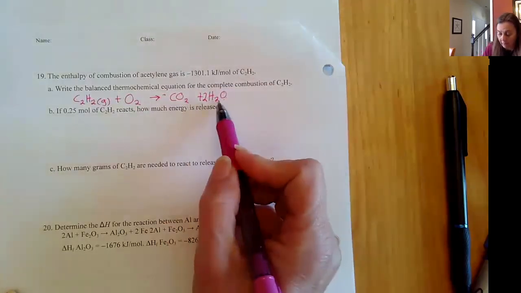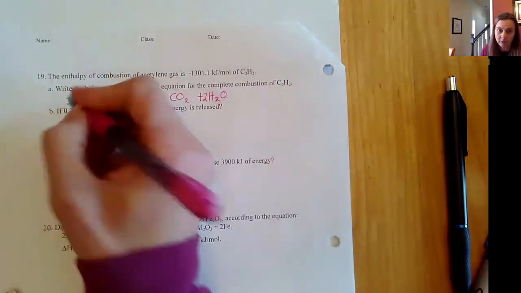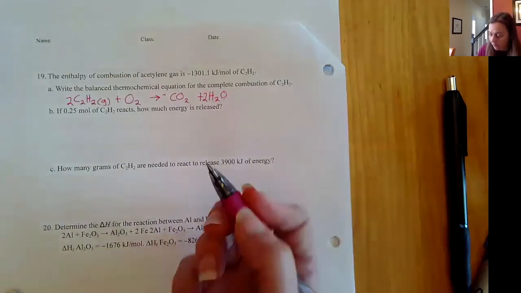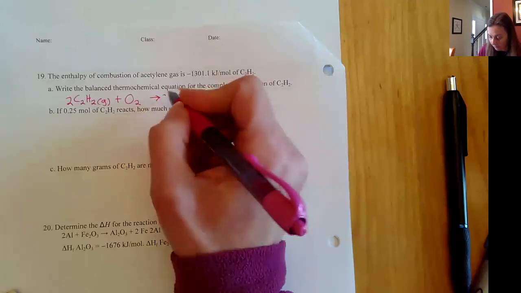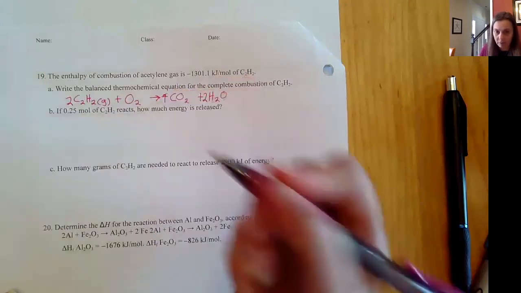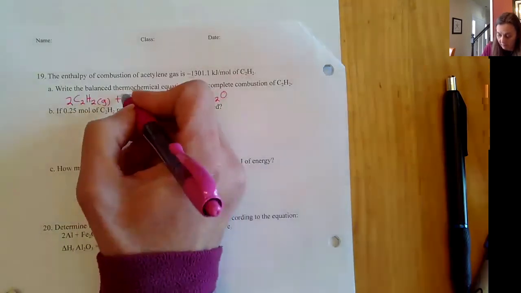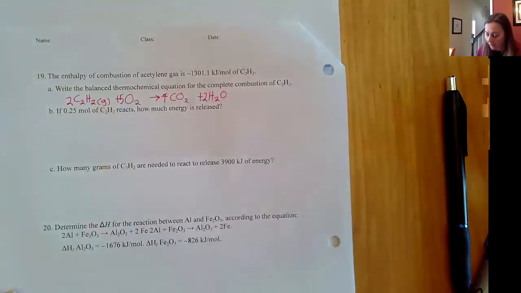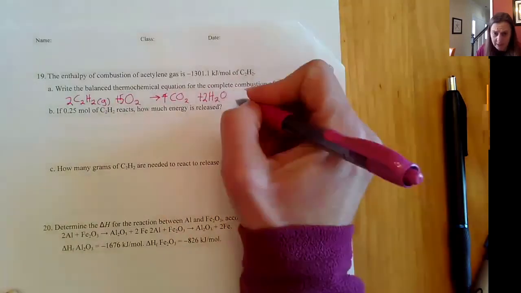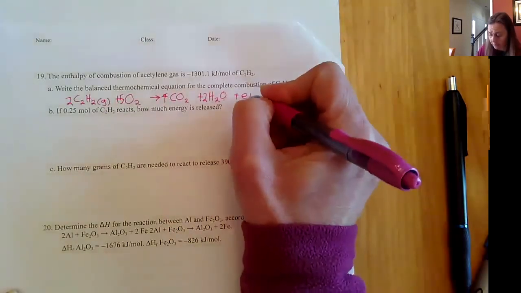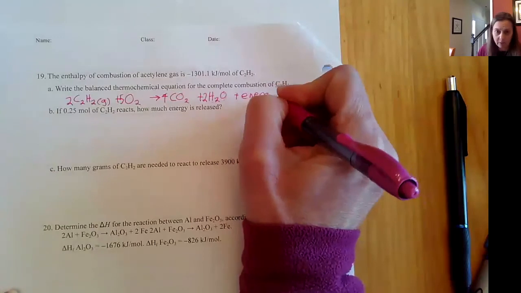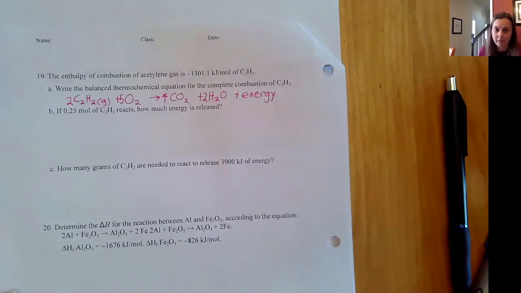That gives me 4 hydrogens. So I need to put a 2 in front of C2H2, which is going to require me to put a 4 in front of CO2, which now means that I have 8 plus 2 is 10. So I'm going to put a 5 here. And we know that this is going to release energy, so I'm going to go ahead and put that as one of my reactants.